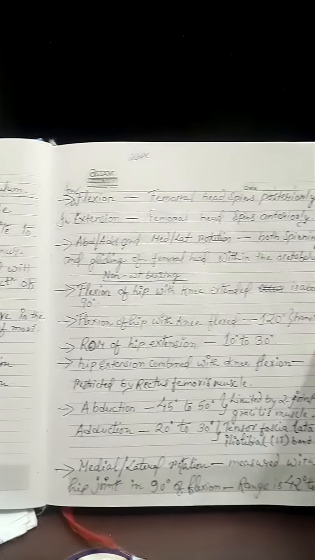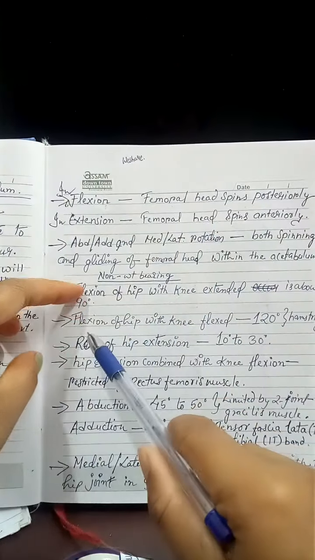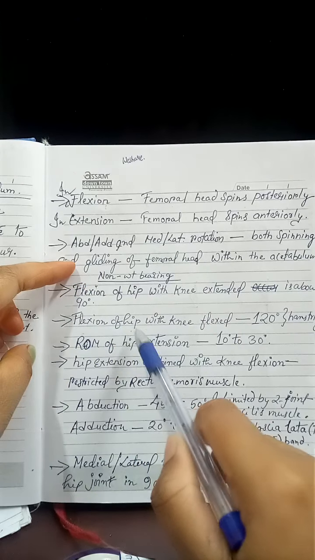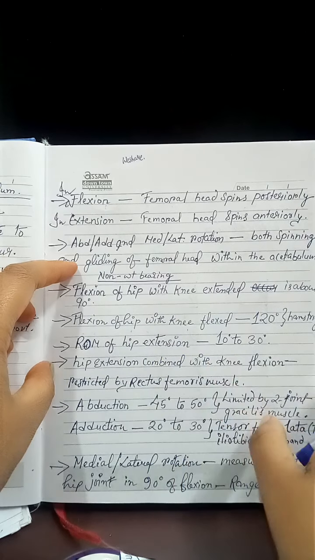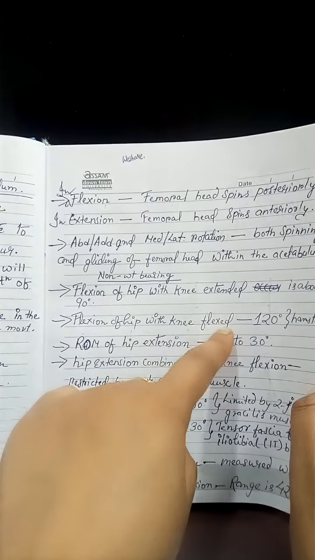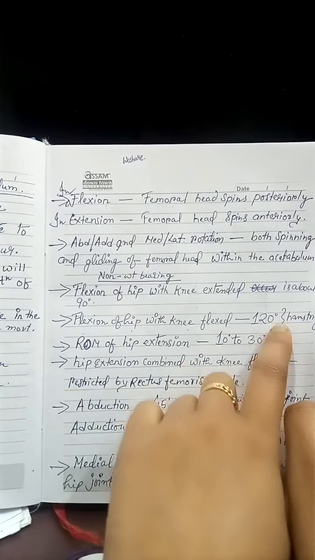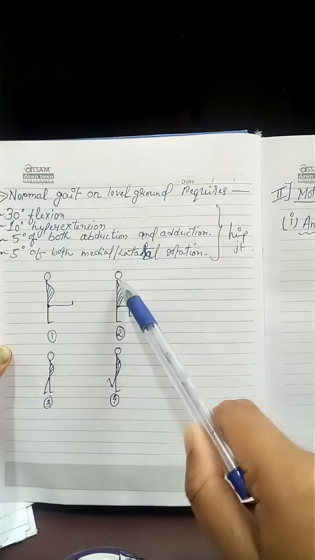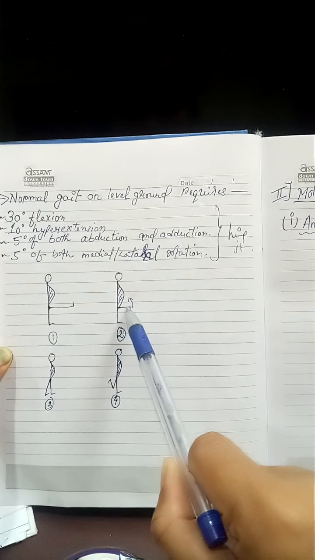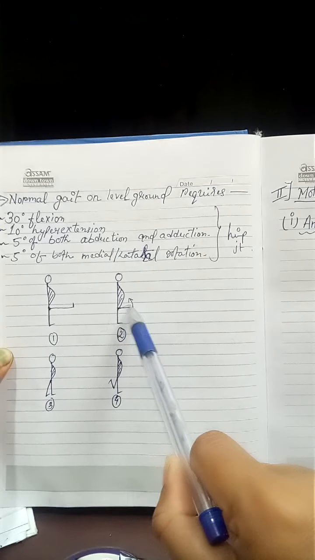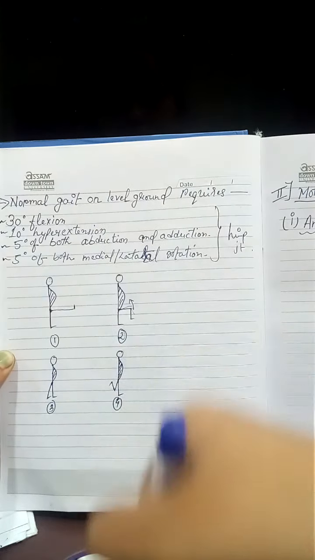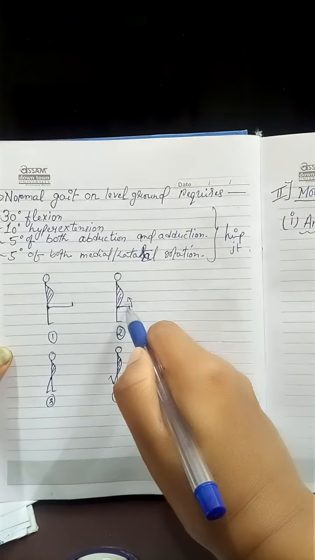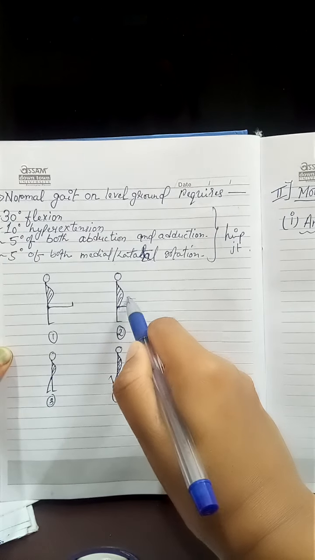Okay. Now next is flexion of the hip with the knee flexed. When we do a hip flexion with the knee flexed, the range is 120 degrees. So this is the picture. A person is standing erect and he tries to flex his hip along with his knee, and hip and knee are both flexed. This is at 90, but he can lift more, till 120 degrees.